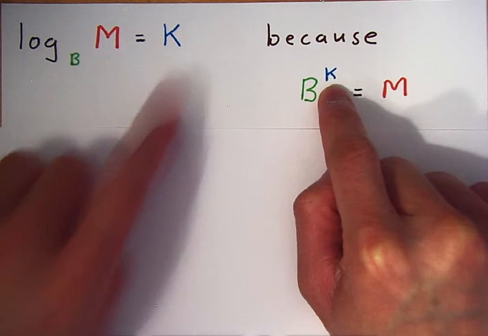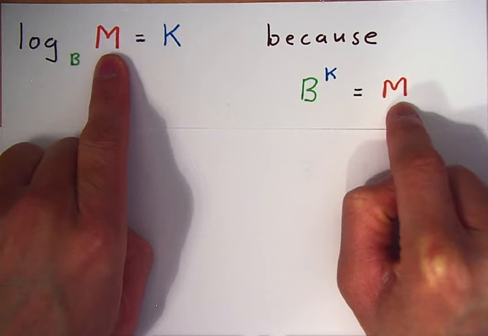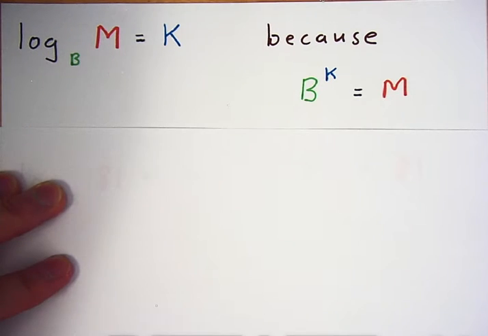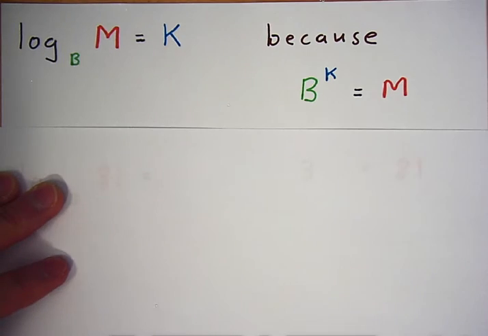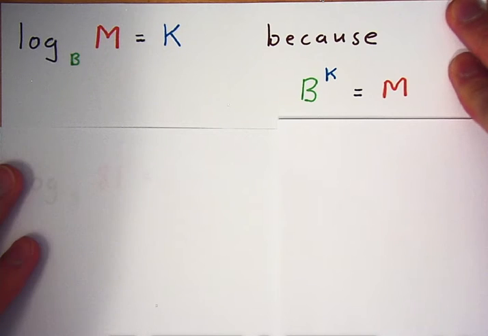This exponent K is on the other side. And then this M is this M. Okay, so if this is true, then this is true. And vice versa. They're like two ways of writing the same thing. Let's look at an example of this.